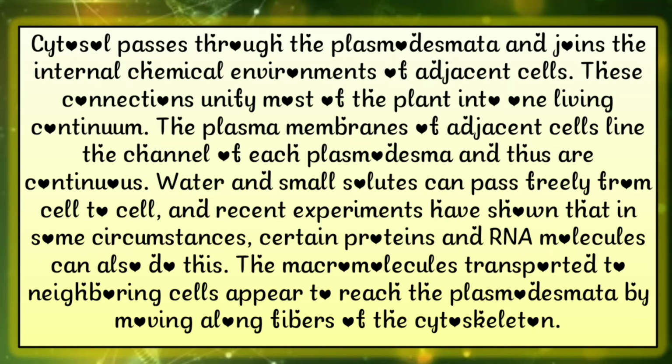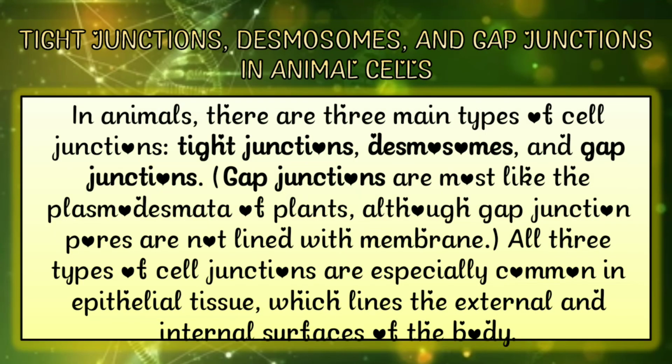Water and small solutes can pass freely from cell to cell, and recent experiments have shown that in some circumstances, certain proteins and RNA molecules can also do this. The macromolecules transported to the neighboring cells appear to reach the plasmodesmata by moving along fibers of the cytoskeleton.